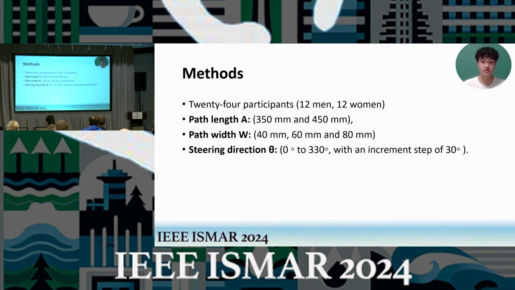80 millimeters. Participants performed steering tasks in 12 different directions, with angles ranging from 0 degrees to 330 degrees, in increments of 30 degrees. The range of conditions allows us to systematically investigate how different path configurations and directions affect the steering performance in a virtual environment.